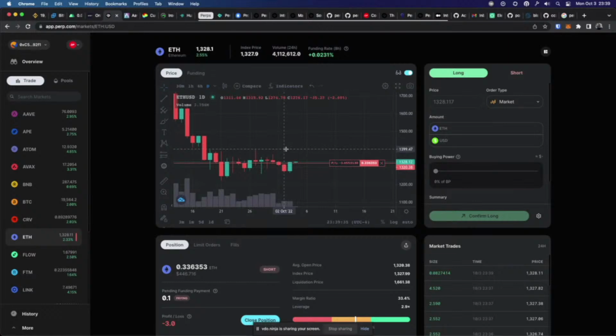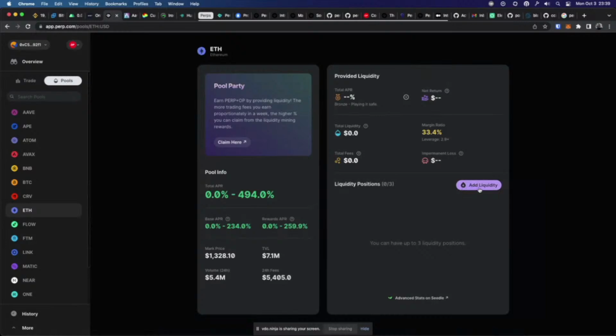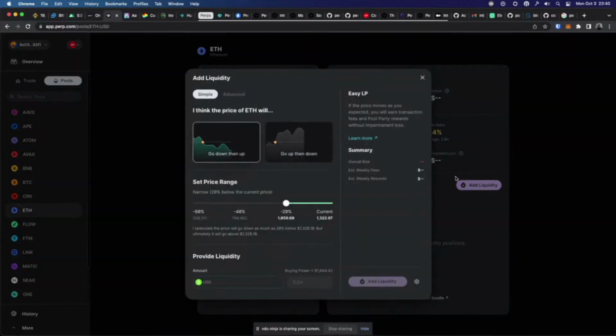So what we're going to end up doing is providing liquidity within a range because perp.com uses the Uniswap v3 concept of concentrated liquidity. So as long as Ethereum stays within our range, we will be receiving our percentage, whatever that works out to be, of the funding of the liquidity fees. So let's go here, and then there's a couple different ways you can do this.